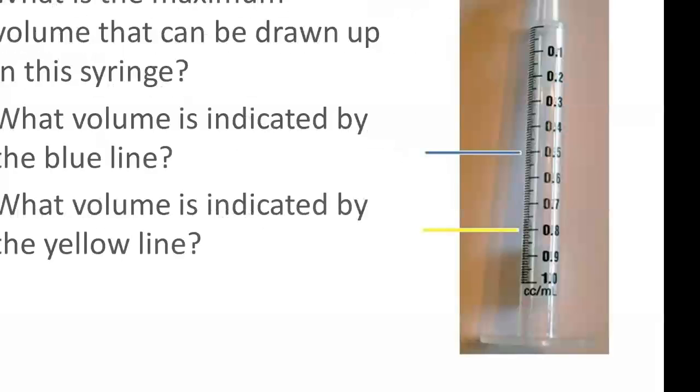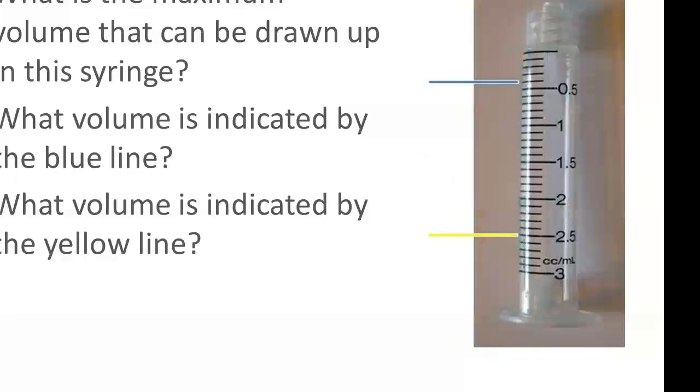So right now, these are some practice problems, and you can go over these on your own. What is the maximum volume that can be drawn up in the syringe? You can see that this is just a 1 milliliter, 1 cc syringe, and what value is indicated by the blue line? That would obviously be 0.5, which would be half of the amount of medication that could be put into the syringe. And what volume is indicated by the yellow line? That would be 0.8. And these are very typical types of questions that you're going to see on your test as well. And so the same pertains to these larger syringes. This is a 3 milliliter.